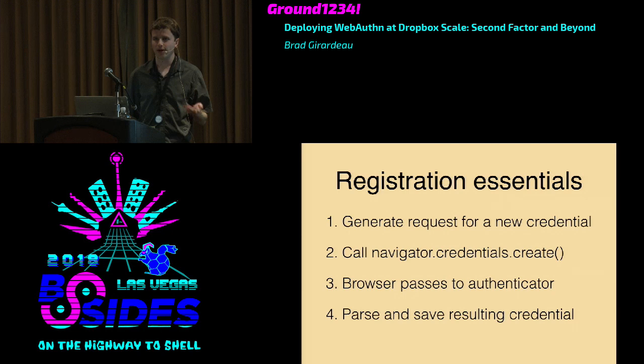And instead of going more in depth into the specific messages and protocols, I'm just going to go at a little bit of a higher level at some key elements of both of these operations. And that'll set us up for how Dropbox actually deployed WebAuthn and what it looks like for different kinds of these options. So for registration, we're going to generate a request for a new credential on the server. We're going to pass that to the browser, calling navigator.credentials.create. This is the new API that WebAuthn specifies. The browser is going to take that and pass it off to the authenticator, along with what origin the user is currently on.